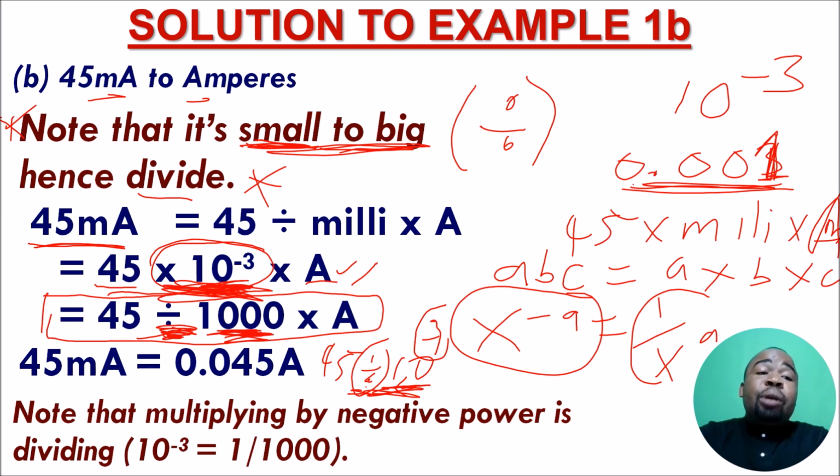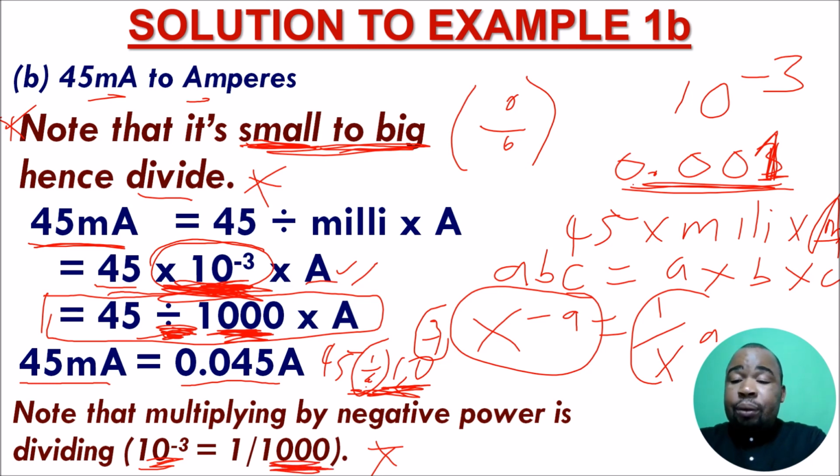And we are going to punch our calculators and we end up seeing that 45 milliamps is the same as 0.045 amps. Please note that multiplying by a negative power is dividing. So if you multiply by a negative power, you don't use a division sign, but if you use a division sign, you divide after removing the negative power.